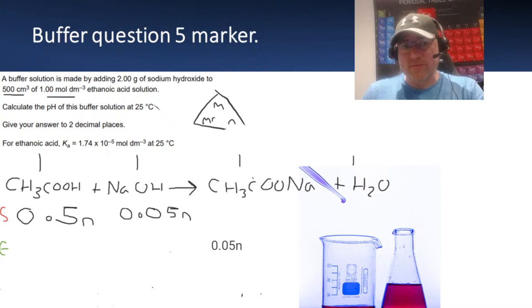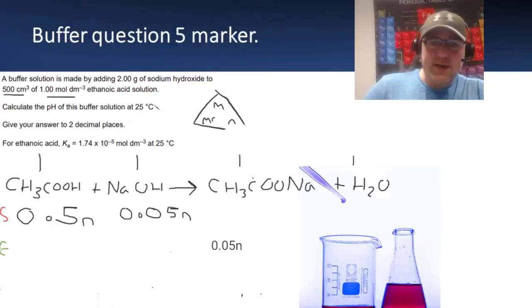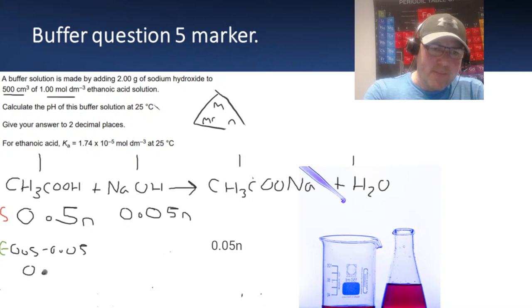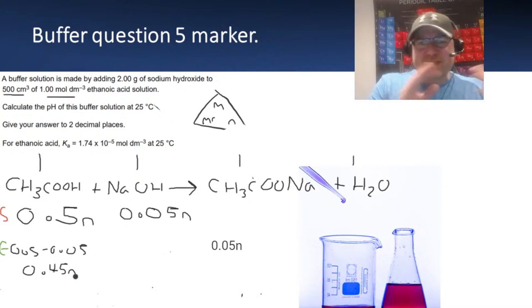If you're thinking to yourself, take 0.5 minus 0.05, well then, you absolutely smashed it, because at the end of the day, that's exactly what we've got to do. We've got to go 0.5 minus 0.05. We have 0.45 moles of the ethanoic acid left afterwards. So you're always going to have this situation where you've got to subtract moles.